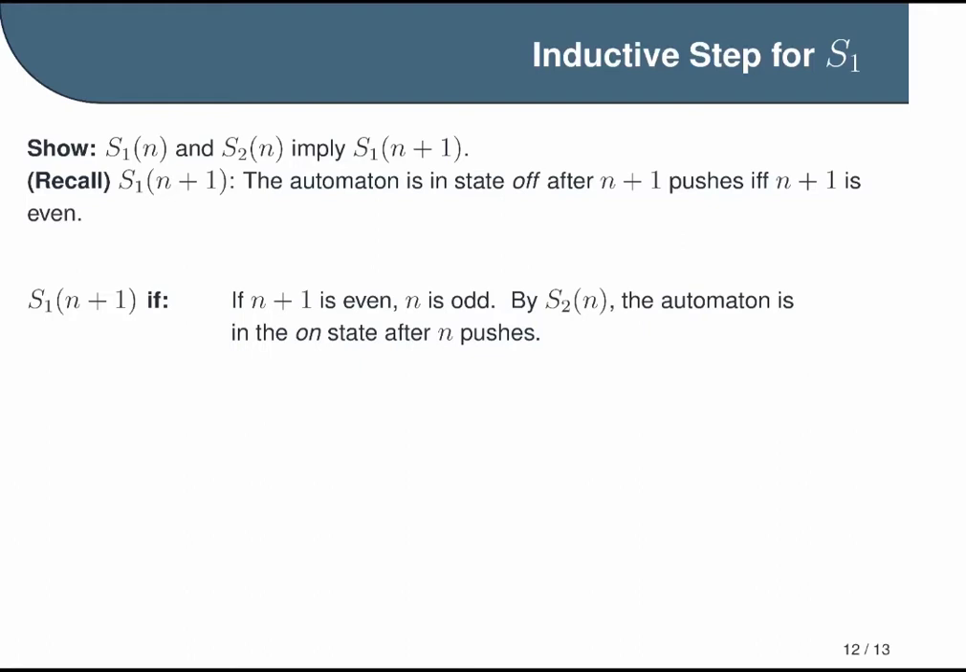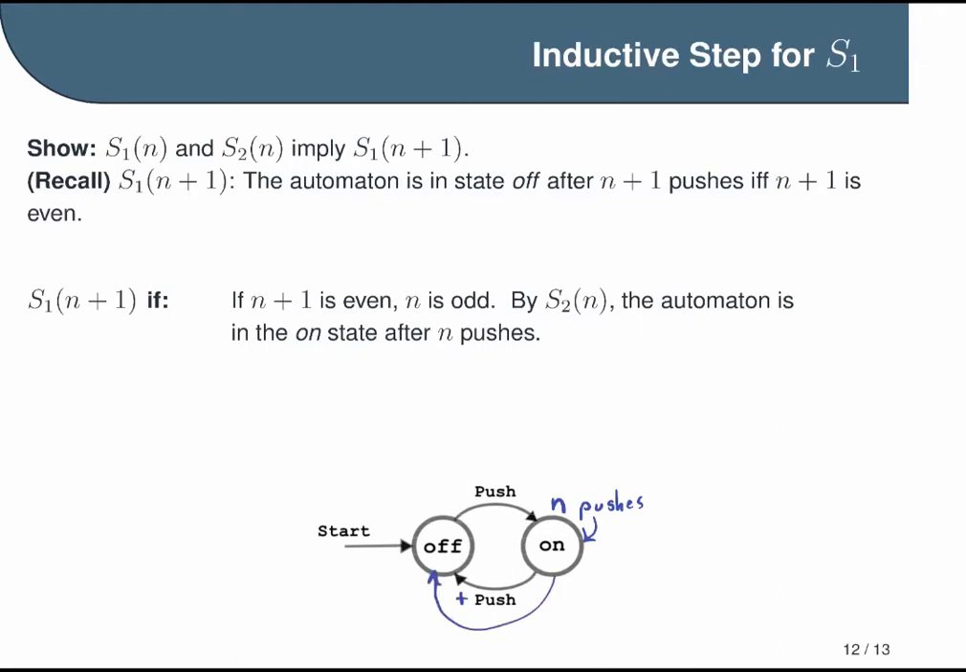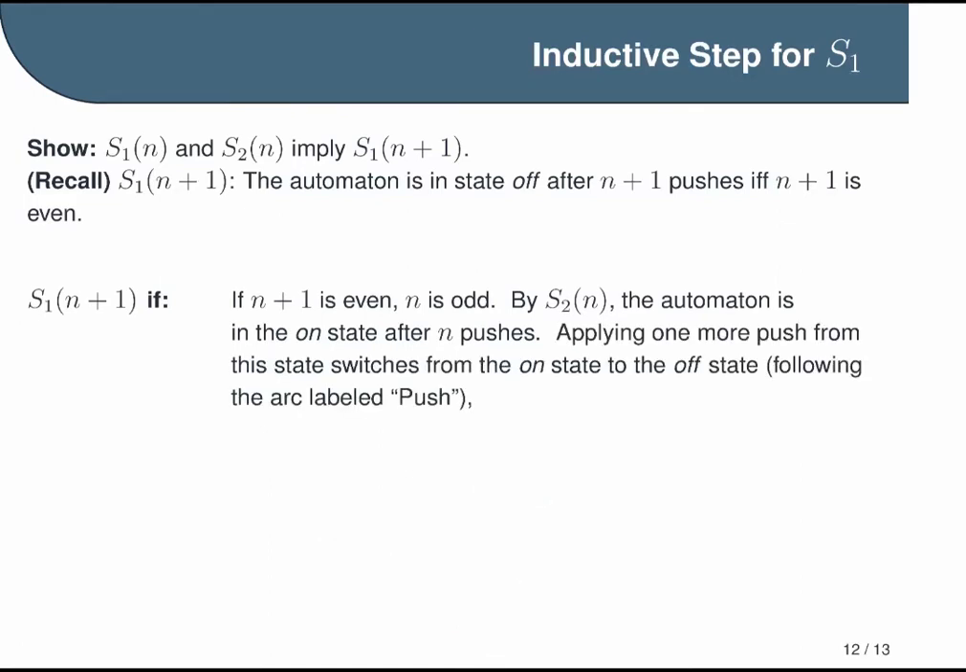So this is a place where it will be helpful to bring back our diagram and take a look at it. So here it is. This is our state diagram for the automaton. And what we've just established is that we are in the on state after n pushes. So we can reason then that adding one more push will bring us to the off state. And so therefore, after n plus 1 pushes, we'll be in the off state. One way to write that reasoning into the proof is just to refer to the diagram, and we say applying one more push from this state switches from the on state to the off state following the arc labeled push.